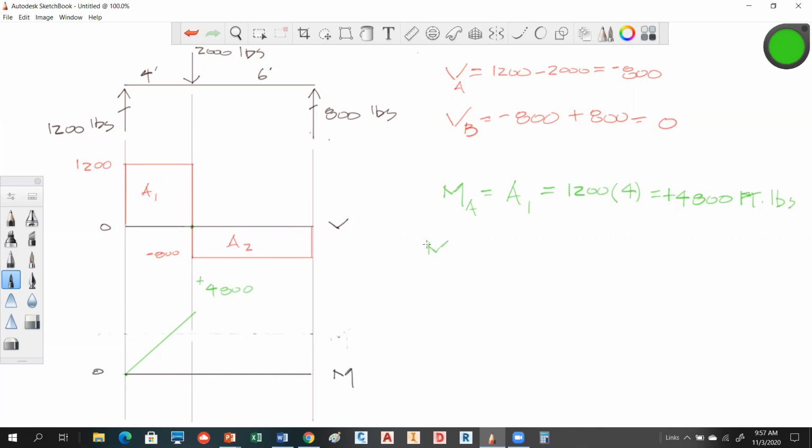So the moment at B, the endpoint, has to be 0, right? So that's going to be equal to the area of 1 plus the area of 2. So area of 1 is 4,800, and then this is going to be plus a minus 800 times 6. If that doesn't give us 0, we've got a problem. 800 times 6 is a negative 4,800. 4,800 plus negative 4,800 gives us 0.